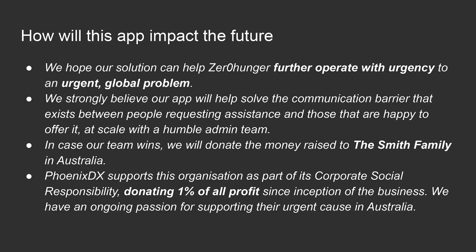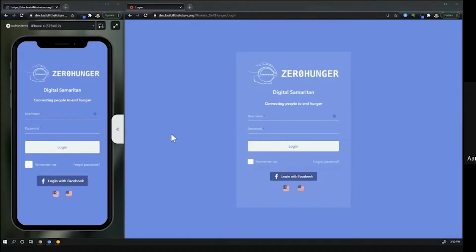We truly believe that our solution can not only break down the barriers that exist between applicants and people who are able to assist, but can also help people see how easy it is to give not just with money, but also with excess inventory, for example, as you'll see in our demonstration today. If we were to win, our selected charity is the Smith Family in Australia, who our business has been working with since inception. Okay, it's my absolute pleasure to introduce our entry into the hackathon that we've named Digital Samaritan.